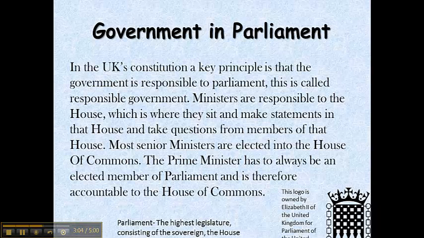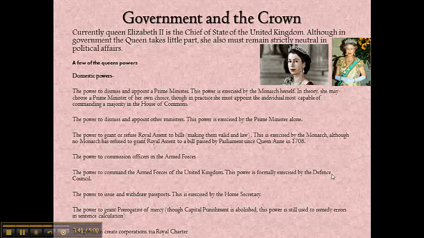Also, when I said most senior ministers are elected in the House of Commons, I forgot to add in there that sometimes they will elect them in the House of Lords instead of the House of Commons, just sometimes, but usually they are. So I want to add that in. And then if you look at the bottom right corner, we see this logo. This logo is owned by Elizabeth II of the United Kingdom for Parliament of the United Kingdom. So right there, that little logo. It's pretty cool. Moving on.